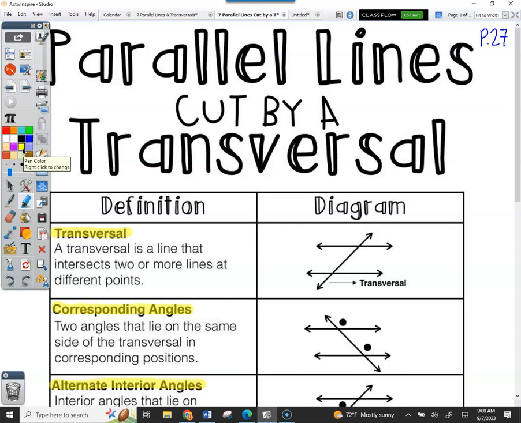Okay, the first vocab word says transversal. If you look at the picture, they're showing you what the transversal is. It's when you have a rogue line crossing over a set of lines that are going in the same direction. That's called a transversal. So it's transversing from one side to the other.